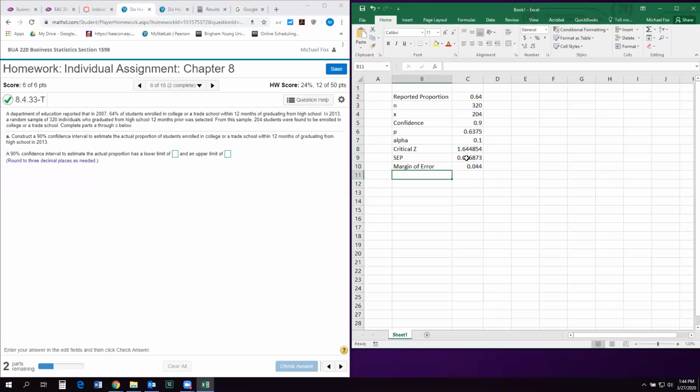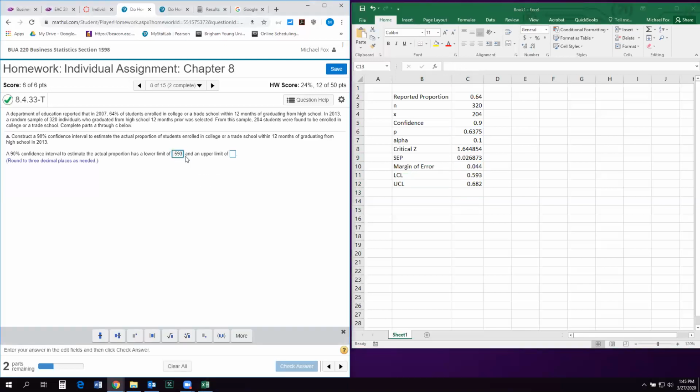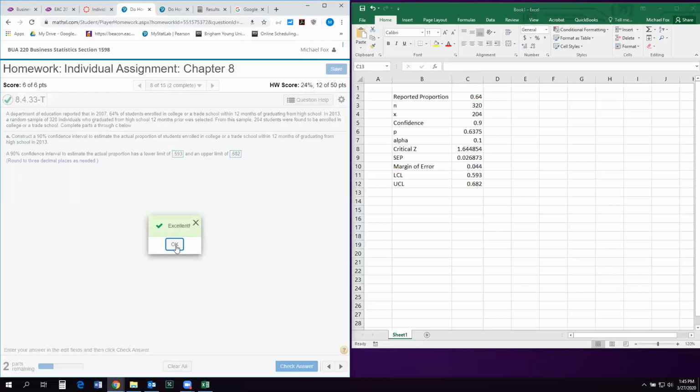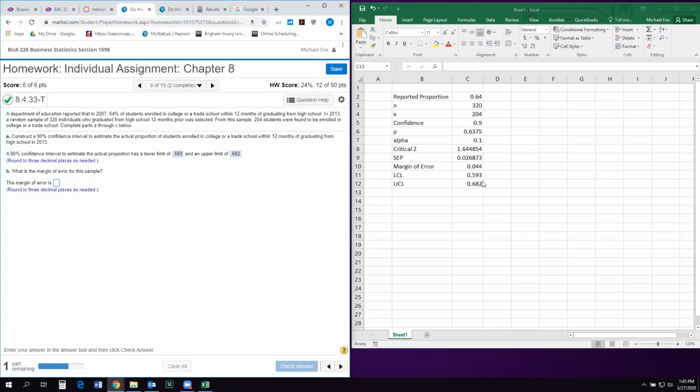Then once I have that, I can find my lower confidence limit and my upper confidence limit. The lower confidence limit is just my P minus my margin of error. My upper confidence limit is the P plus the margin of error. And there we go. So now 0.593 and 0.682. The second question is, what's my margin of error? I've already figured that out. It's 0.044.